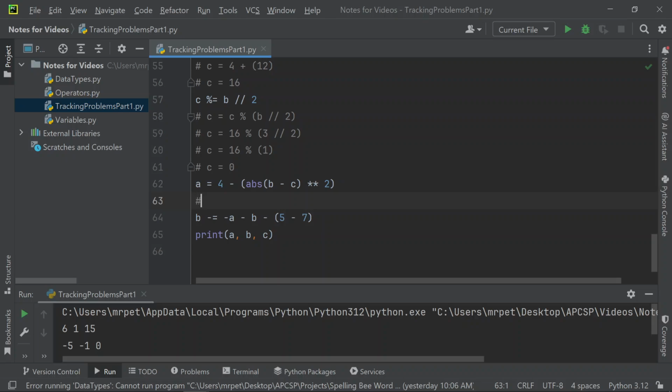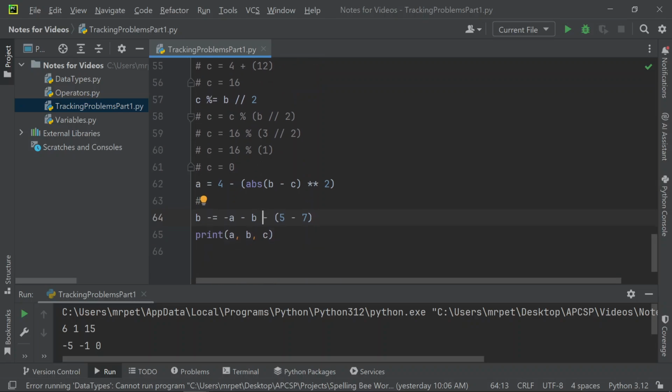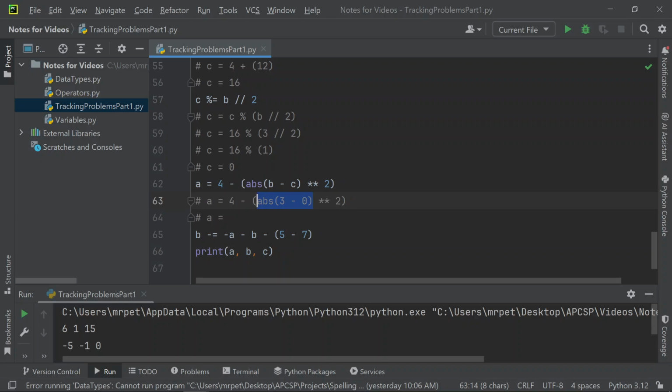All right, now we're going to change A. This one actually does not have a shortcut assignment operator, just regular assignments. So we can just go straight to substituting. Let's see, what is B? B is 3. C is now 0. Well, here we have parentheses in parentheses again. Specifically, this function's parentheses do count, so that means you should do this function first before we try to use this exponent. So absolute value of 3 minus 0, that's just 3.